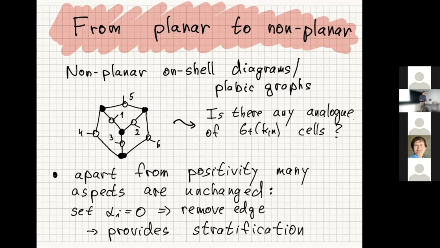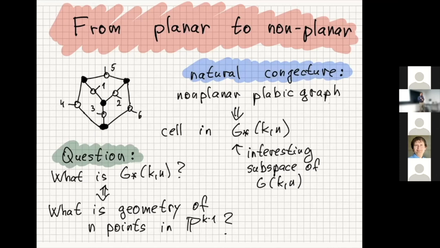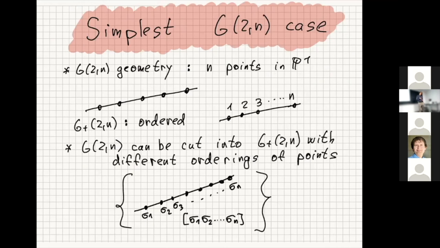So now the natural conjecture, or maybe a question, is: is there an interesting subspace of G(k,n), some G*(k,n), which is associated with an arbitrary non-planar plabic graph? And you can also equivalently ask: is there any geometry of endpoints in P^(k-1) which you would associate with this non-planar graph, which would give you that Grassmannian picture? So we can ask this question for G(2,n), and this is solved, but it's just too simple.